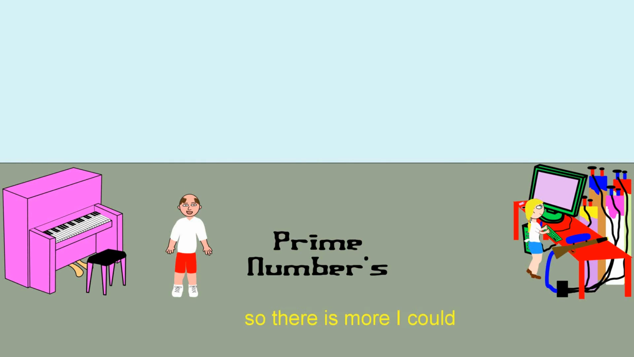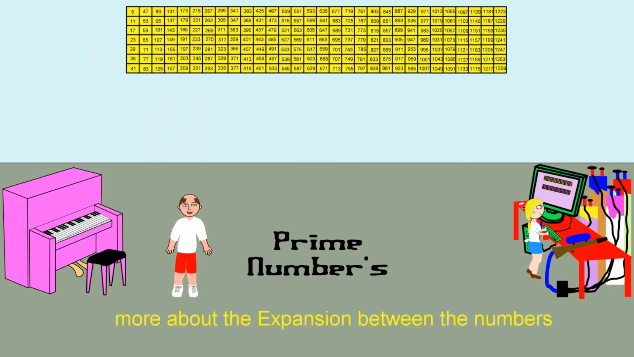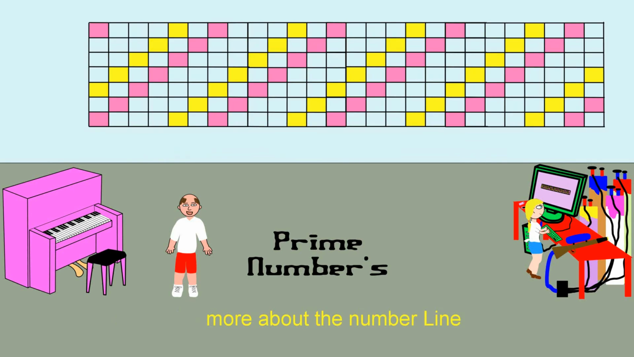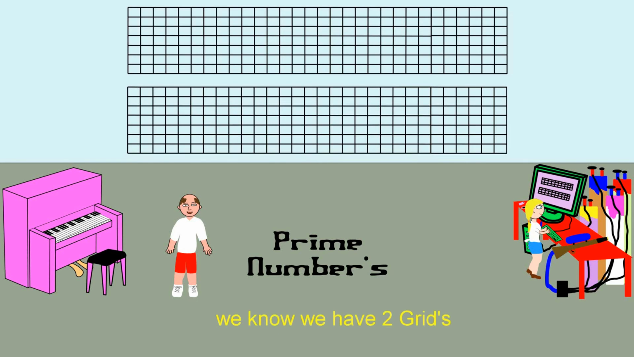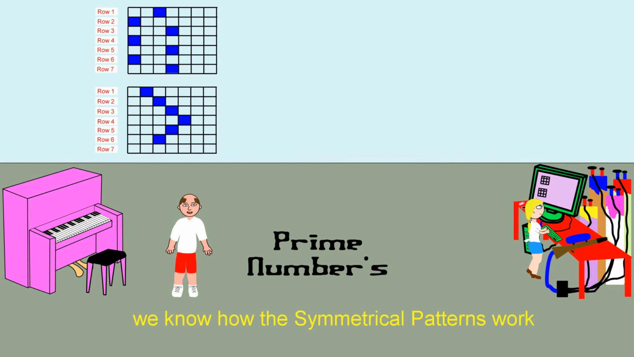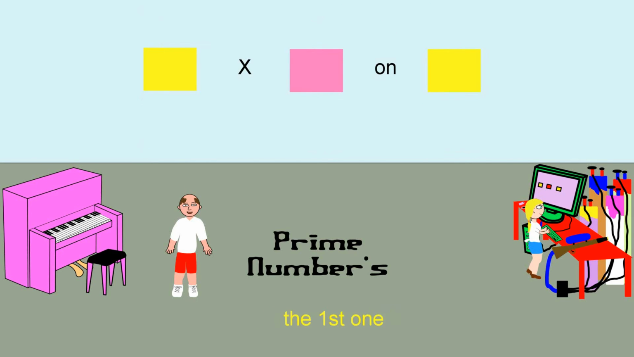So there is more I could show and tell you. More about the symmetrical patterns, more about the expansion between the numbers, more about the number line. There just is more. But it's time to put what we know together. We know we have 2 grids. We know how the symmetrical patterns work, and we have the axioms. What I'm going to do now is focus on one axiom, the first one. Yellow times red equals yellow. I'll only present this axiom, but you'll be able to see how the other axioms apply.